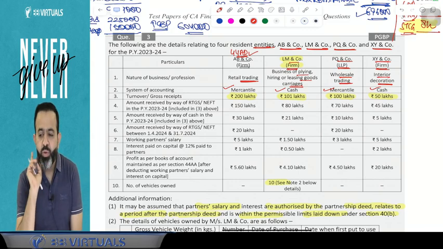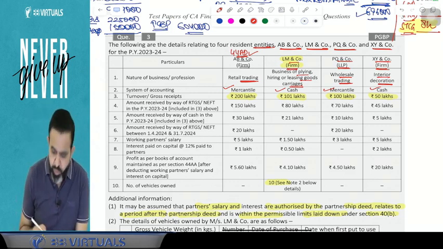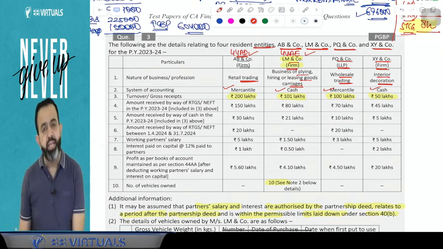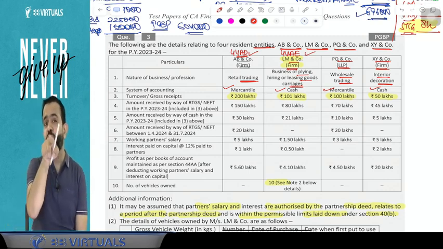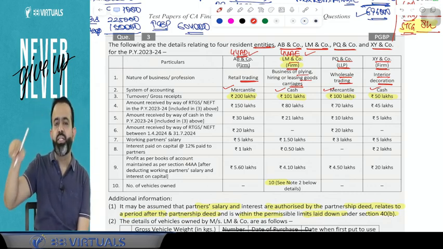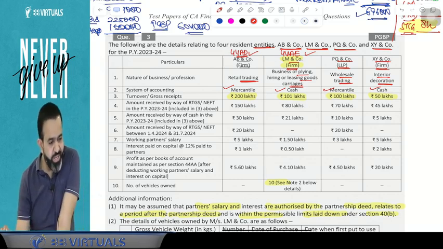And they are not owning more than 10 vehicles, because the maximum number of vehicles they own is 10. So 44AE is possible here. They can opt for section 44AE. Answer is yes. 44AD is not possible, because in 44AD it is clearly mentioned that if the business is already covered under plying, hiring, then 44AD is not possible. 44AE is possible, they can opt for it.